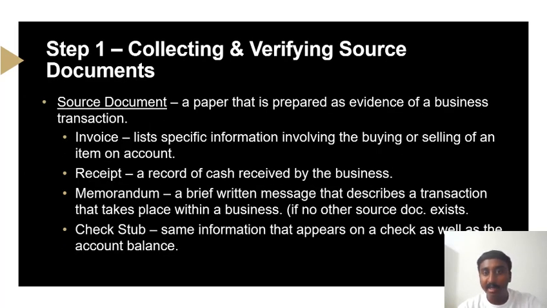So the first step is collecting and verifying documents. An invoice is a paper prepared as evidence of a business transaction, listing specific information involving the buying or selling of an item on account. Receipts are a record of cash received by the business. A memorandum is a brief written message that describes a transaction that takes place within a business. Check stubs show the information that appears on a check as well as the account balance.